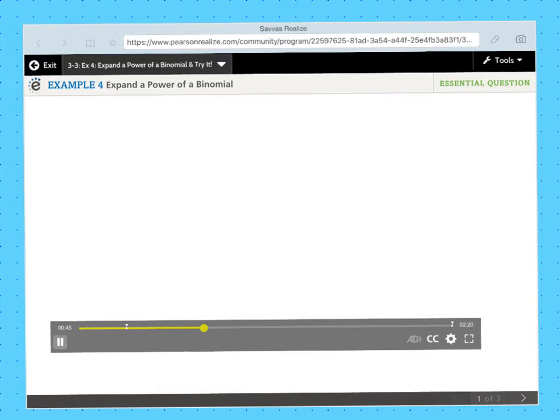Then do the same for 2xy and y squared. Combine like terms to find the simplified polynomial. This simplified polynomial is x plus y cubed.